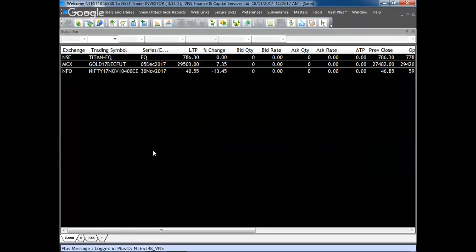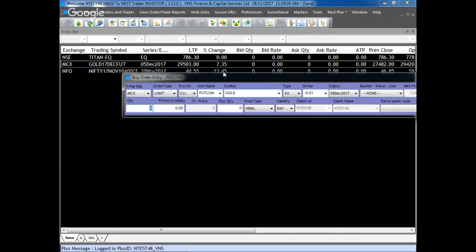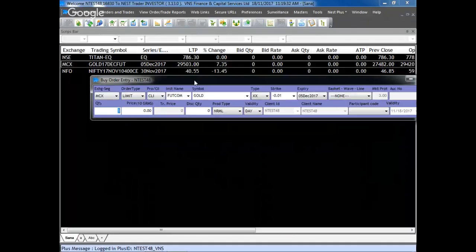So once we are done with the cover order and bracket order, let's move forward to the stop loss window. To get the stop loss window in the Nest software, you have to use Shift F1. Sorry, it was F1 for the buy bracket order entry where you will get your stop loss, the order type.